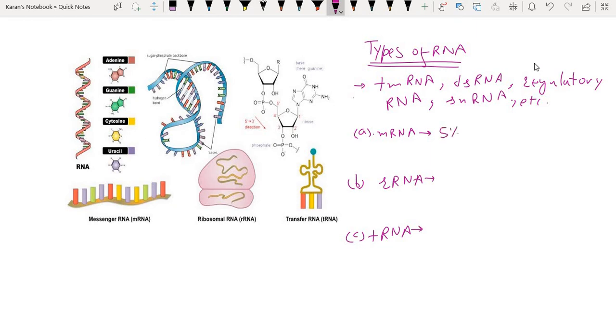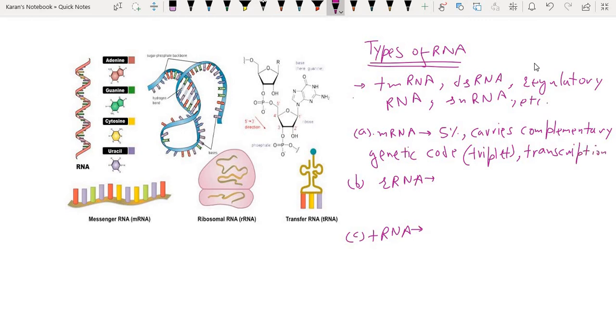mRNA is basically 5% of the total RNA of the cell, and it carries complementary genetic code. It carries this complementary genetic code so that the process of transcription may occur easily, and this genetic code is always triplet. So it helps in the process of transcription.